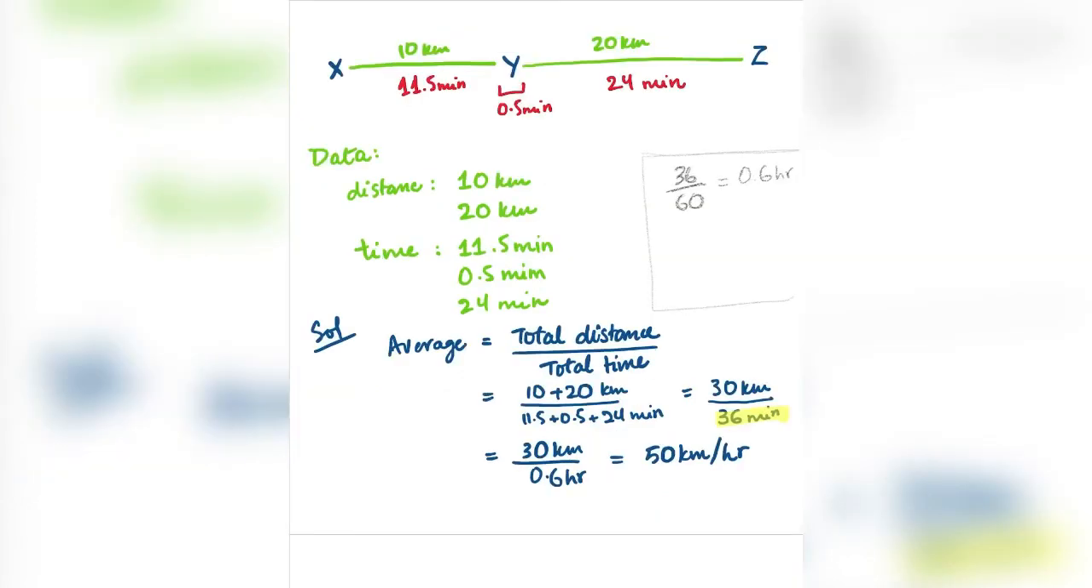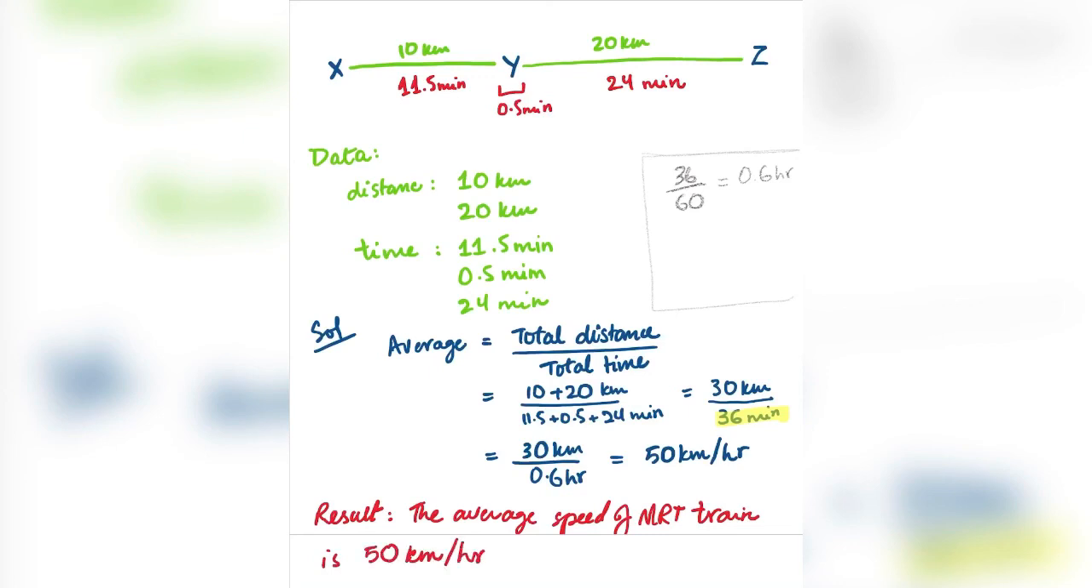Okay, now we can write the result statement, which is: the average speed of the MRT train is 50 kilometers per hour.